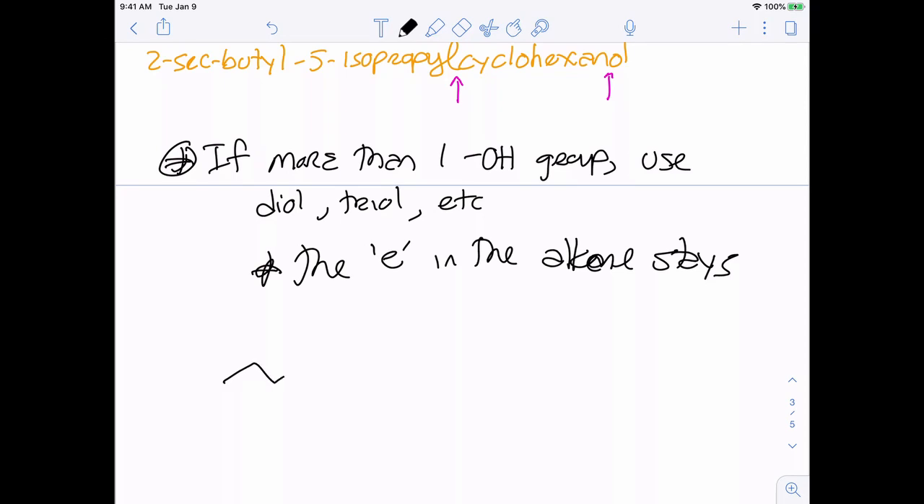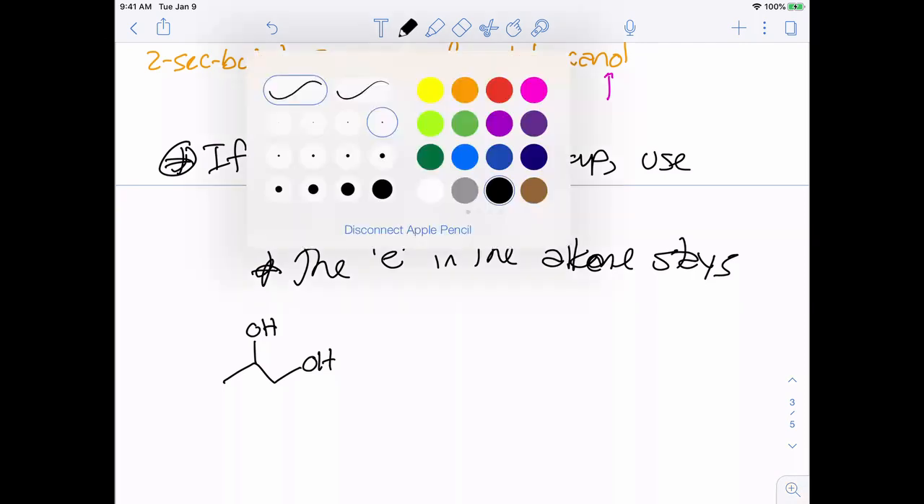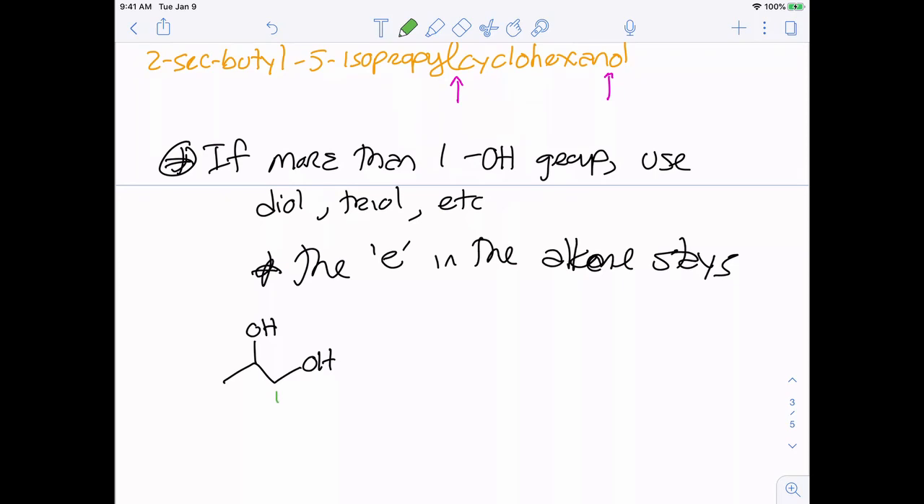So an example, if you have more than one OH group, you want to number it so you have the lowest sum for those OH groups. Again, you're not numbering the OH groups, you're numbering the carbons. I always say OH group, but you want the lowest sum for the carbons that are bonded to those hydroxyl groups. So this is going to be carbon 1, 2, and 3.